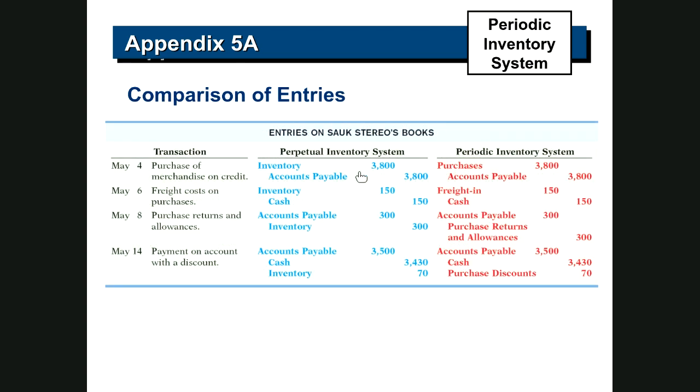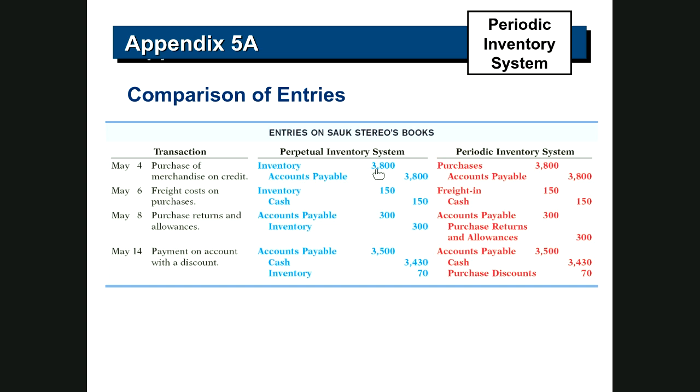You see in the perpetual inventory, we debited inventory and we credited accounts payable. This we recorded when you buy inventory. In the periodic, you debit inventory and you credit, I'm sorry, saying it wrong. Debit is to purchases and credit to accounts payable. This is the comparison between the perpetual inventory and periodic.